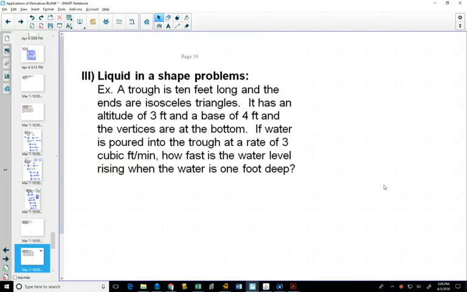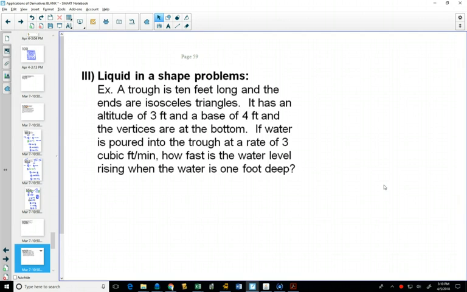Liquid in a shape problem. That's about as bad a name as I think I could come up with, so I apologize for that. But what's going to happen is we're going to have different shapes, and we're going to pour liquids into them, and because the shapes don't stay the same, the liquid that goes into them, things change.